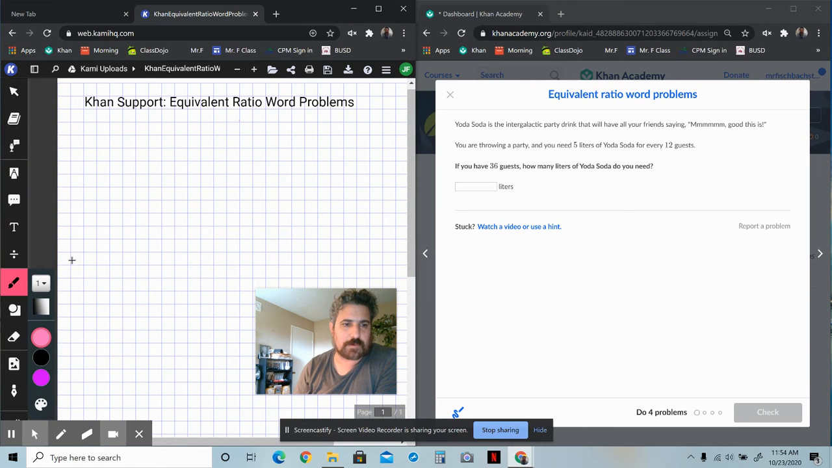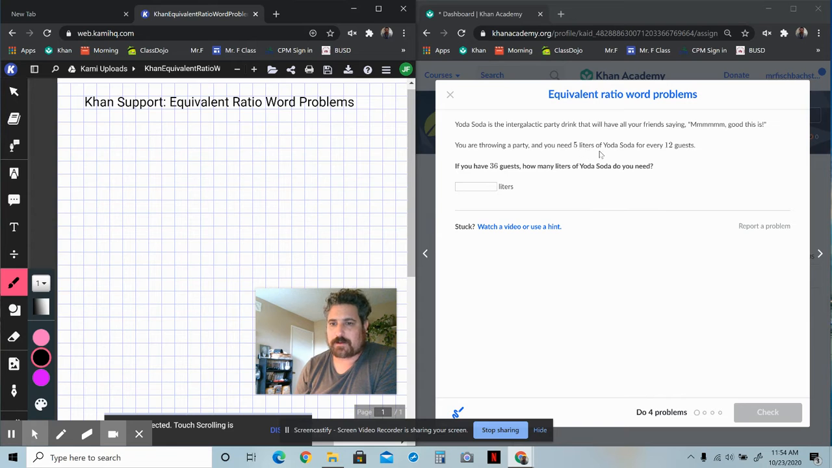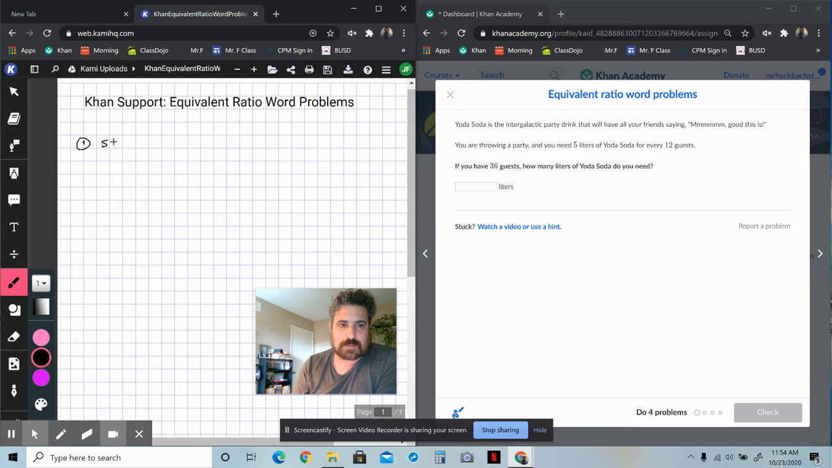So the important part of any ratio problem is understanding your ratio, right? So it says you need 5 liters of Yoda soda for every 12 guests. So if you were to write that ratio out, what that means is you have 5 liters of Yoda soda, and you can write it out the long way. And that is going to be related to, so you can put your double colon in there if you want, 12 guests. So 5 liters for 12 guests.